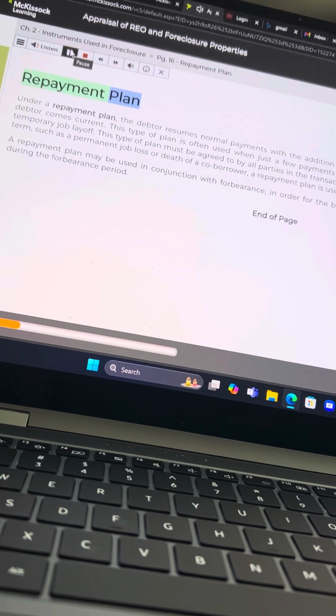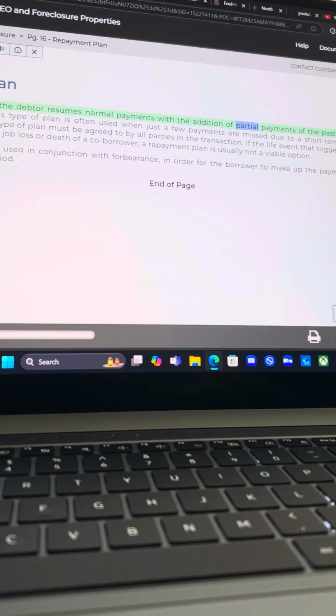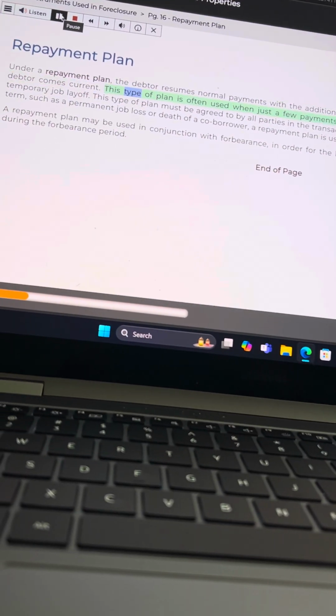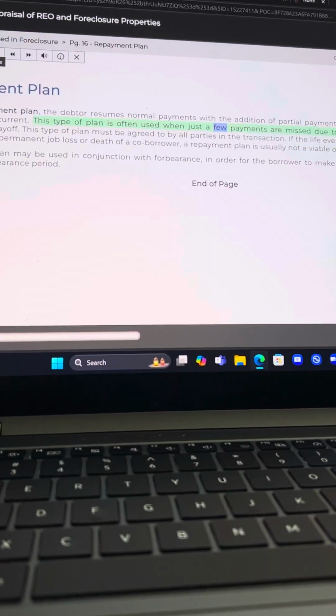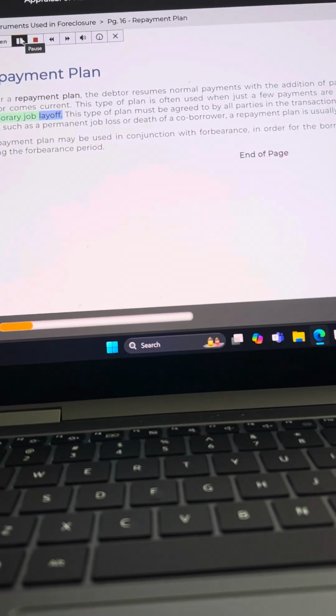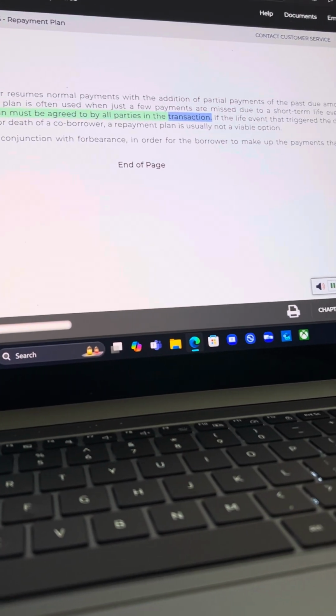Repayment Plan. Under a repayment plan, the debtor resumes normal payments with the addition of partial payments of the past due amount until the debtor comes current. This type of plan is often used when just a few payments are missed due to a short-term life event, such as a temporary job layoff. This type of plan must be agreed to by all parties in the transaction.